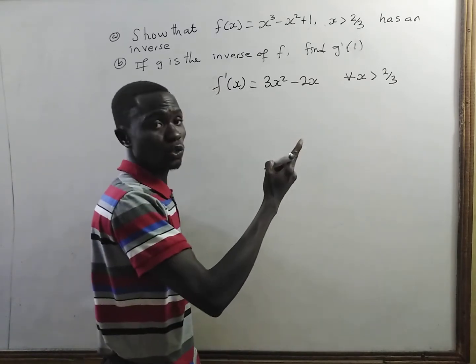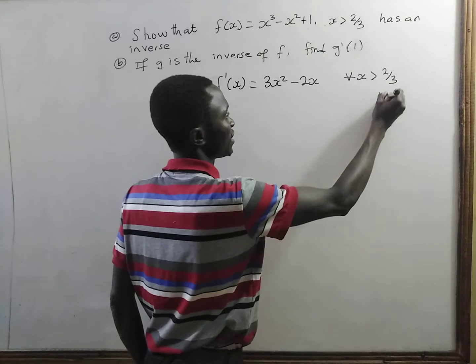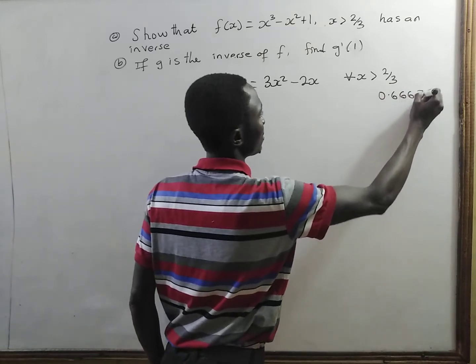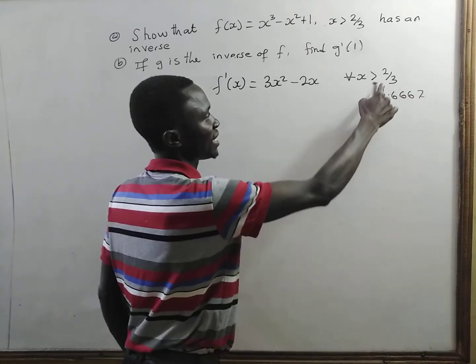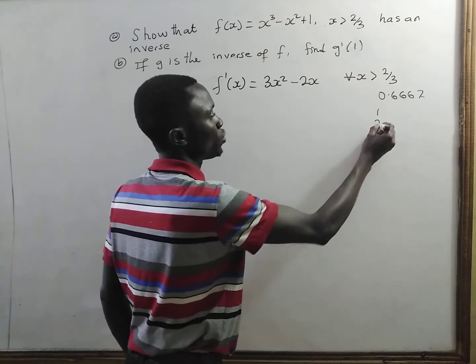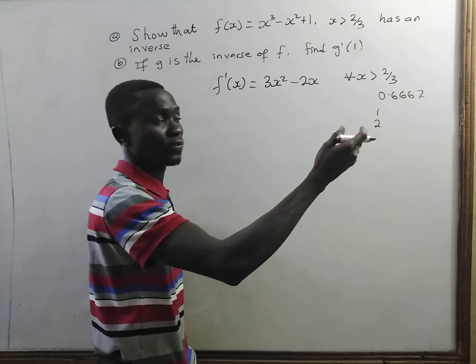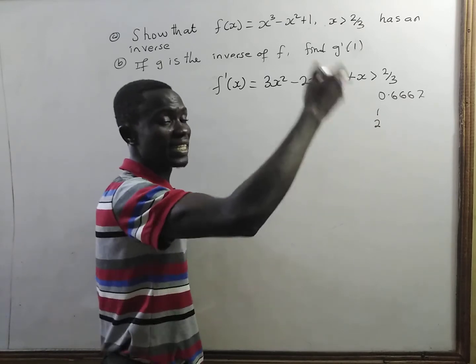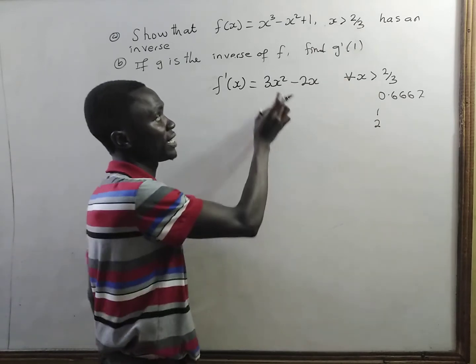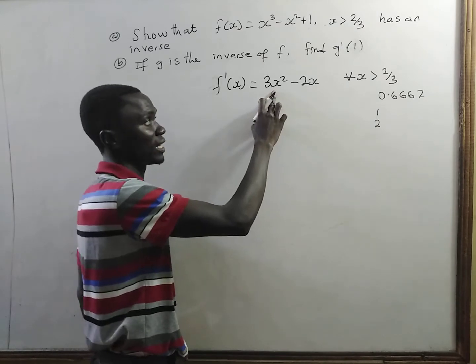Let's take a number greater than 2 out of 3. 2 out of 3 in this one is 0.6667. So 1 is greater than 2 out of 3. 2 is greater than 2 out of 3. 3 is greater than 2 out of 3. 0.7 is greater than 2 out of 3. 0.7888 is greater than 2 out of 3. So any value that we pick, just put it here and check.